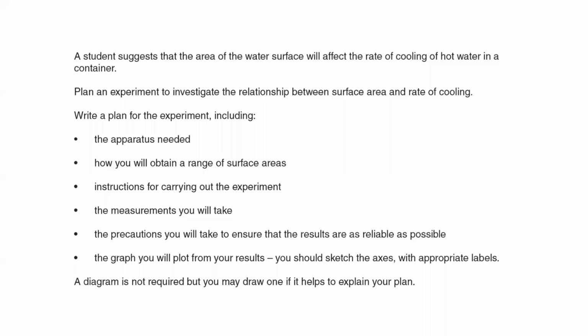In this question, this is the experiment related to the rate of cooling, as I mentioned. The general procedure is the same, and we will just modify our procedure according to the objective. A student suggests that the area of the water surface will affect the rate of cooling of a hot water. Like the student is saying, if we change the area, the cooling of the hot water will change.